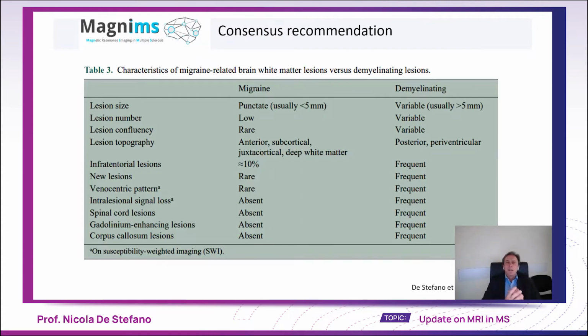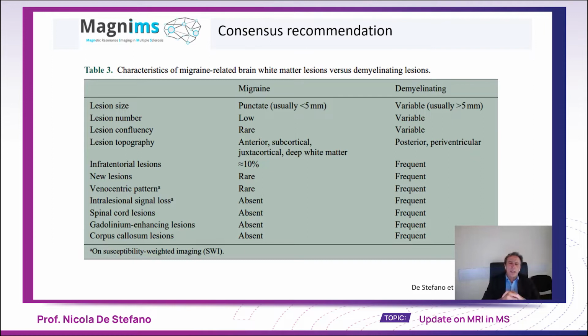As I told you, central veins and the presence of intra-lesional signal loss can be important in the differential diagnosis. Both of them are usually not present, for example, in vascular lesions, as you can see in this table, but they are very frequent in demyelinating lesions.